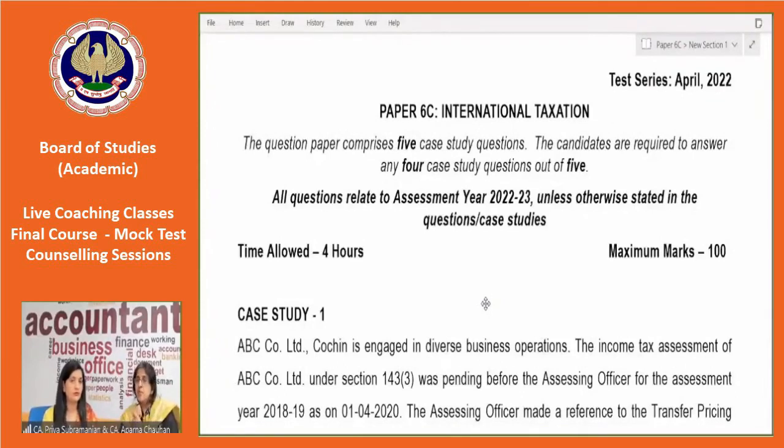We'll move to the mock test paper. Yeah. Any queries? No, we can move.